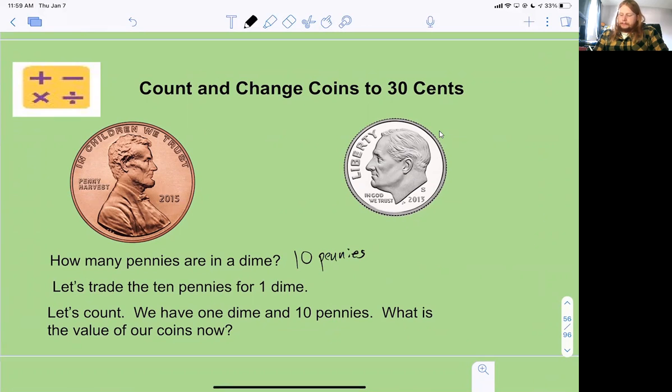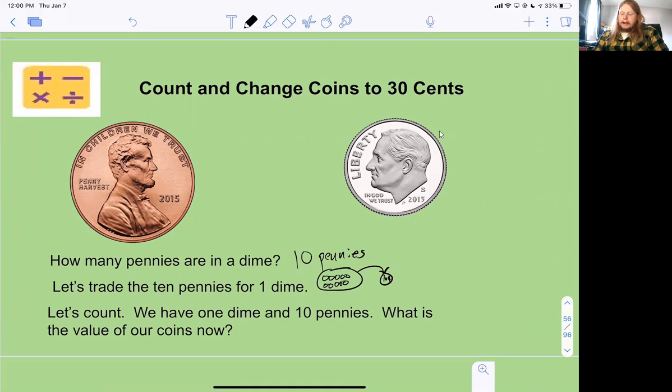So now, I'm just going to draw this. Let's trade 10 pennies for a dime. So 1, 2, 3, 4, 5, 6, 7, 8, 9, 10. Let's trade these for 1 dime.